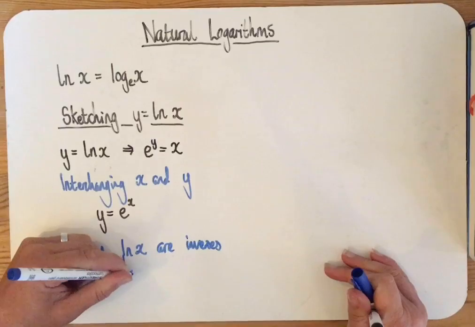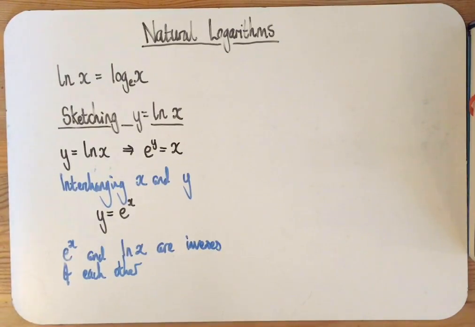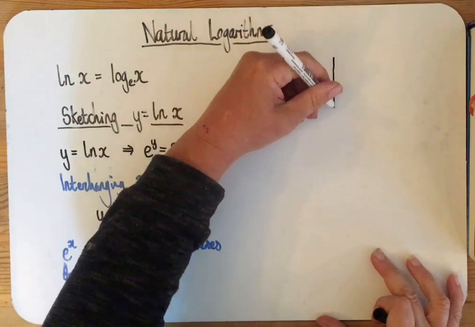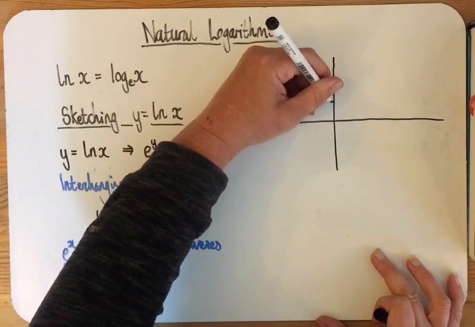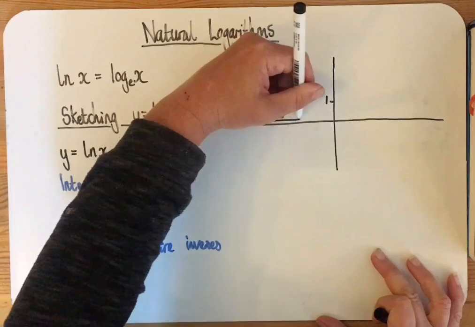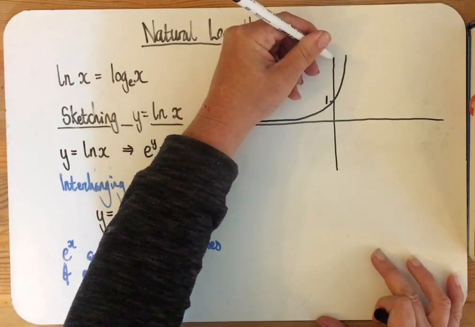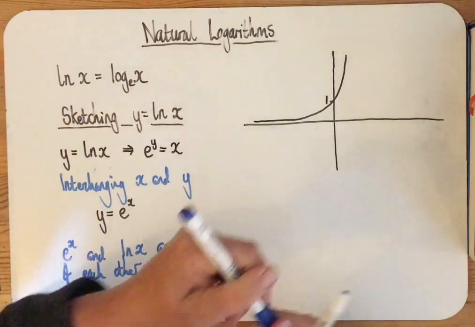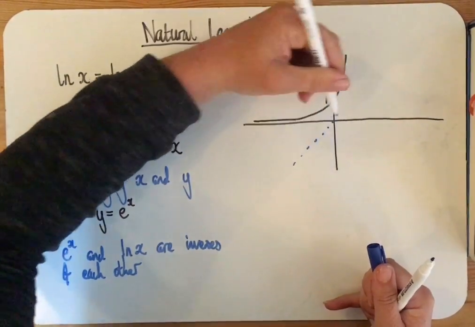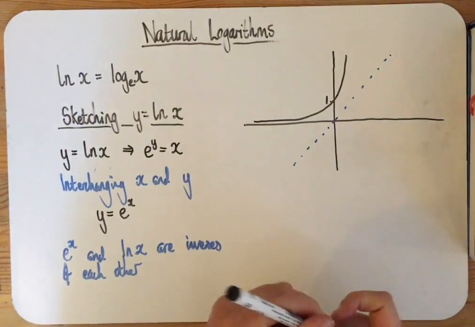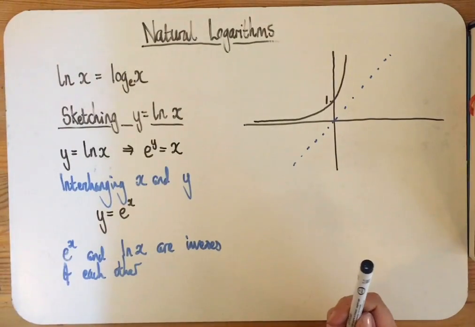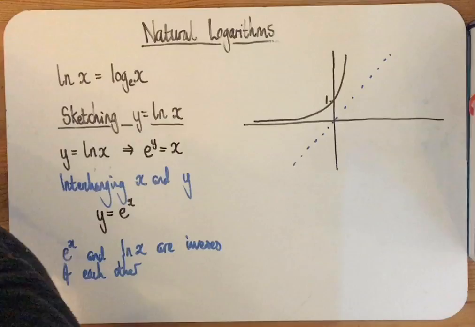So we can sketch y equals ln x by reflecting y equals e to the power x in the line y equals x. So e to the power x is going to go through 1 and gets big quickly. And then if I draw in y equals x and reflect, then that's y equals ln x. I feel like I need another colour. I'll use red.